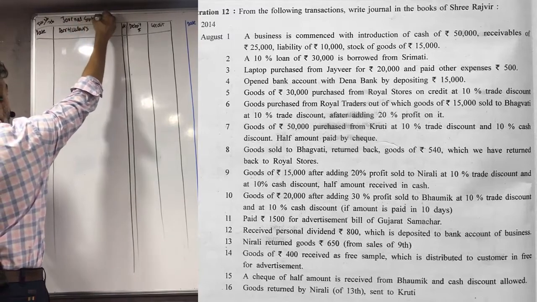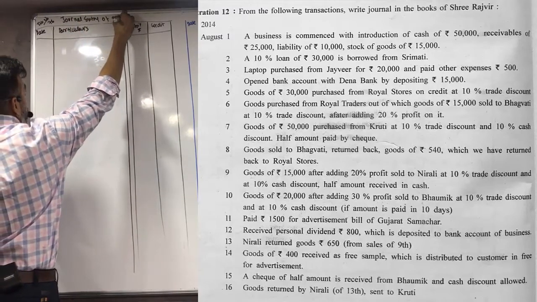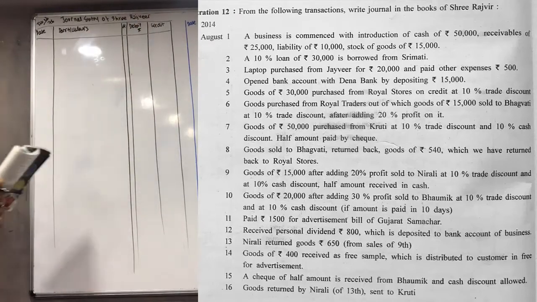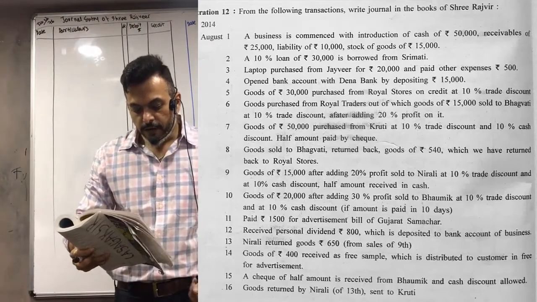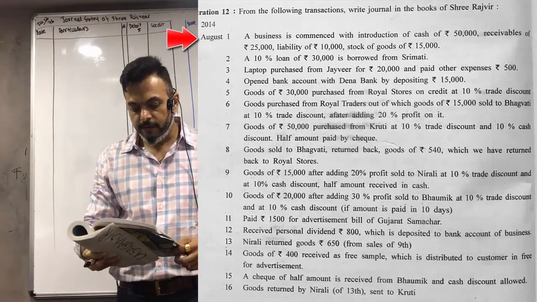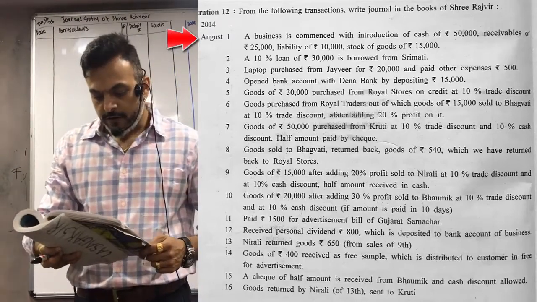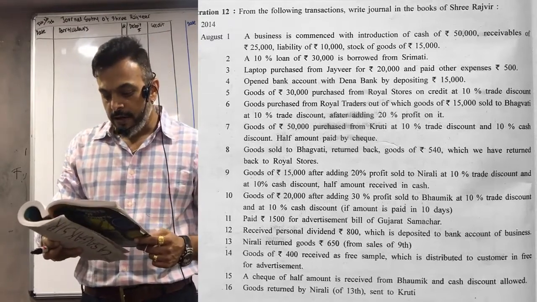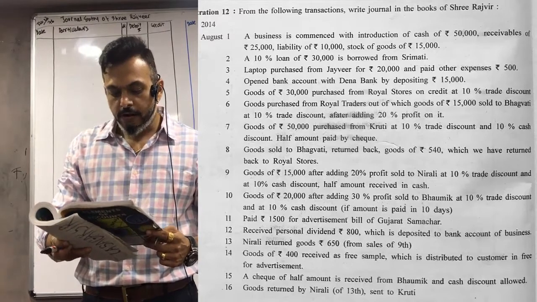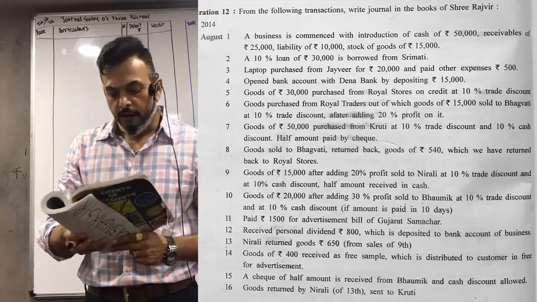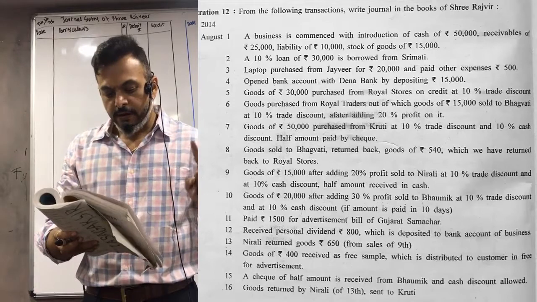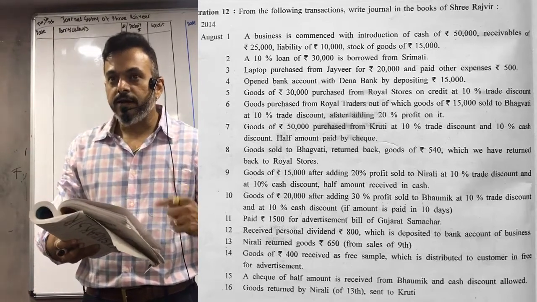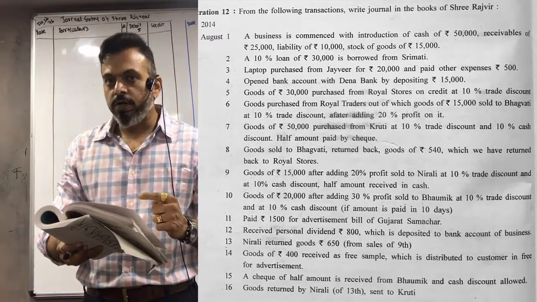Journal entry of Sri Rajveer. 2014 August 1. A business is commenced with introduction of cash of 50,000, receivables of 25,000, liability of 10,000 and stock of goods of 15,000. Now cash assets so debit, receivable assets so debit, liability credit and stock of goods debit.